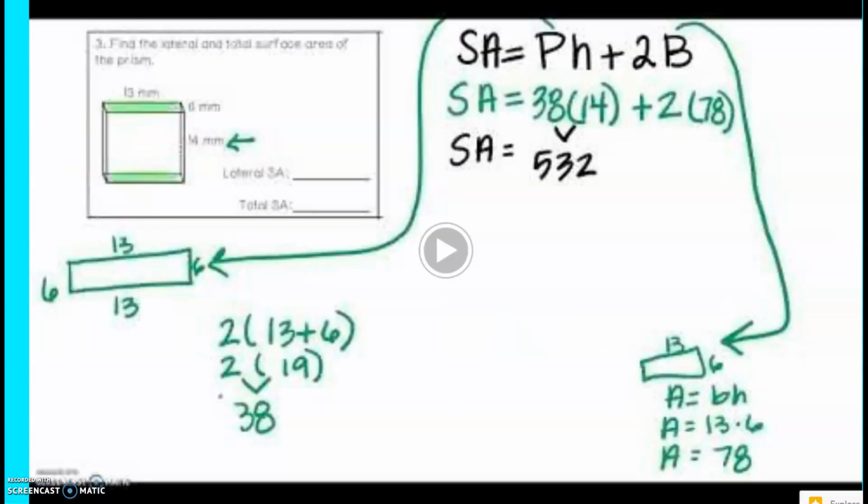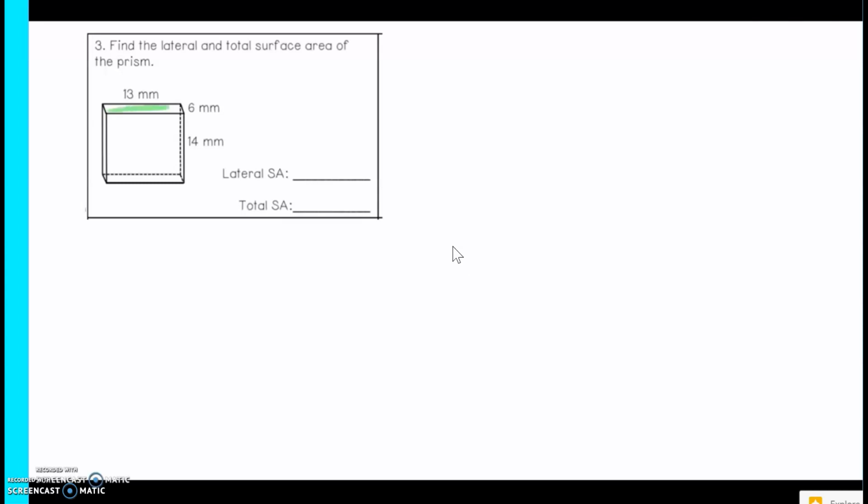All right, I hope you really did press pause. Here is how I solved it. Now yours could look slightly different. So the first thing I did is I decided, okay, I'm going to shade in my 2 bases because I want to make sure I know what my bases are. Then I have to write the formula. Surface area equals perimeter of the base times the height of the figure plus 2 times area of the base.